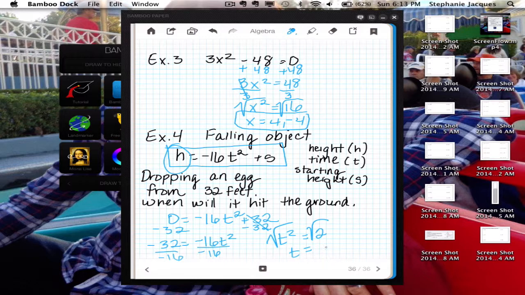Then I do the square root, and I get t equals, and for this one I'm going to get a decimal, because I do want to know the time, so I'm not just going to leave it like this. So it's going to be 1.4, and you go, wait, it's going to be negative 1.4 as well. But you can't have negative 1.4 in time, so it's just going to be a positive 1.4 seconds. So after 1.4 seconds, it's going to hit the ground.